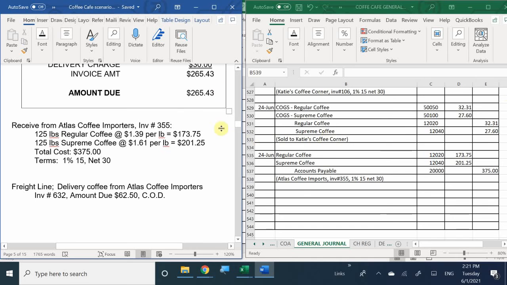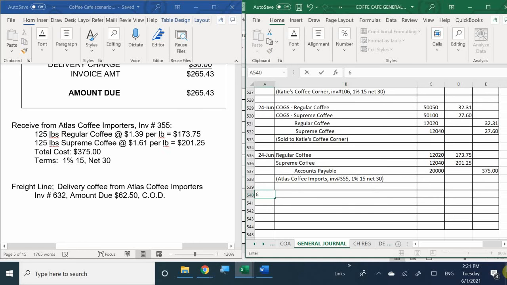So we go on to the next, where we will be paying for the freight. So we'll start off with the date, 6/24. We'll go with regular coffee, Supreme Coffee. PR numbers 12020 and 12040. And then we'll credit checking account number 10100. What I did was I put the total amount of $62.50 in my credit column for my checking, and then I divided by two, got $31.25 for regular and Supreme Coffee.